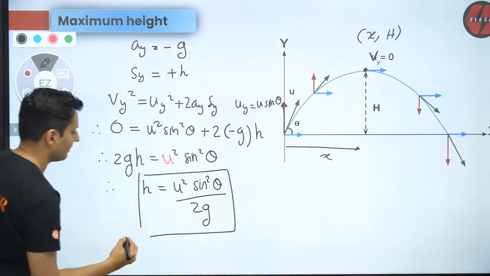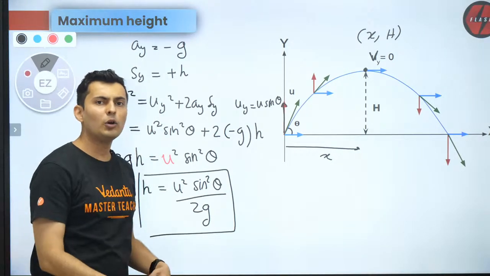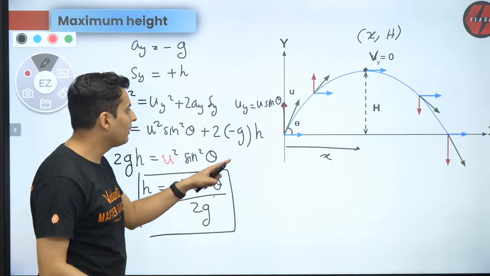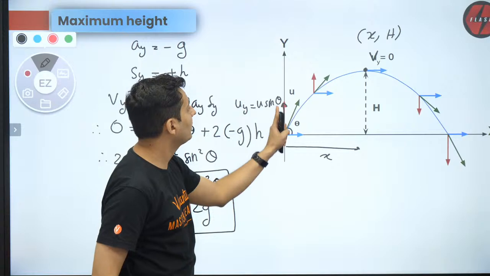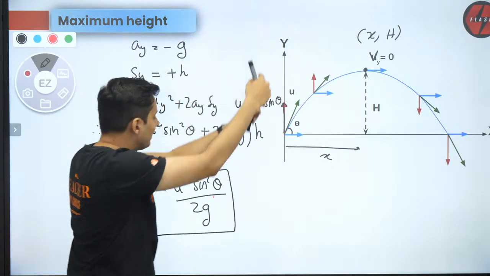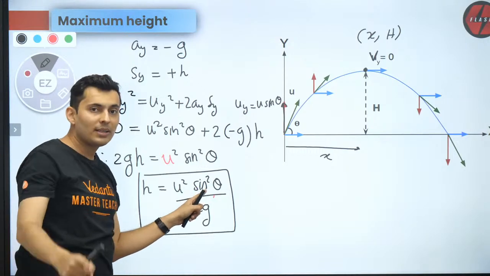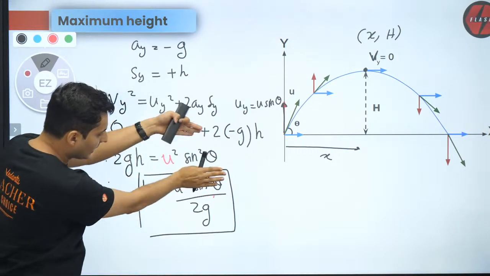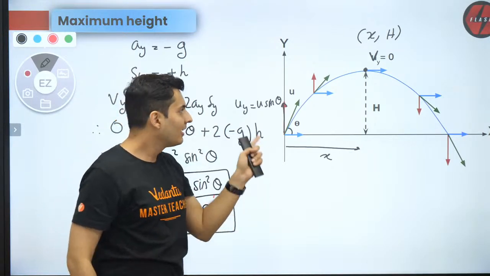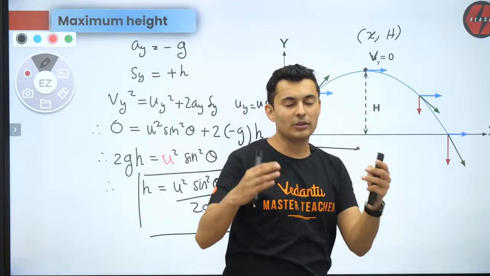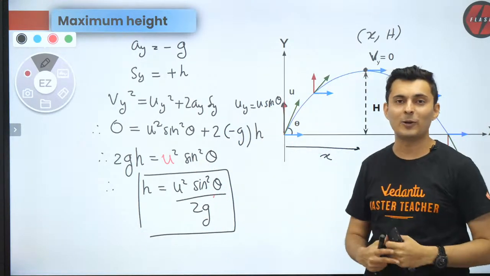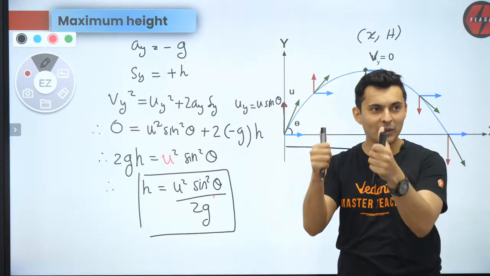You will get h is u square sine square theta by 2g. That's the final answer. And if you still don't believe me, no problem. Just put the value of theta as 90. Theta is 90 means that this has been projected like this. So this point will be there. So what will be the maximum height? Put sine 90. What is sine 90? 1. What formula will you get? U square by 2g. Wasn't that your original formula? In fact, in all the oblique projectile problems, if you put theta as 90, you always get back the 1D projectile formulas. Remember that. Okay, very good.